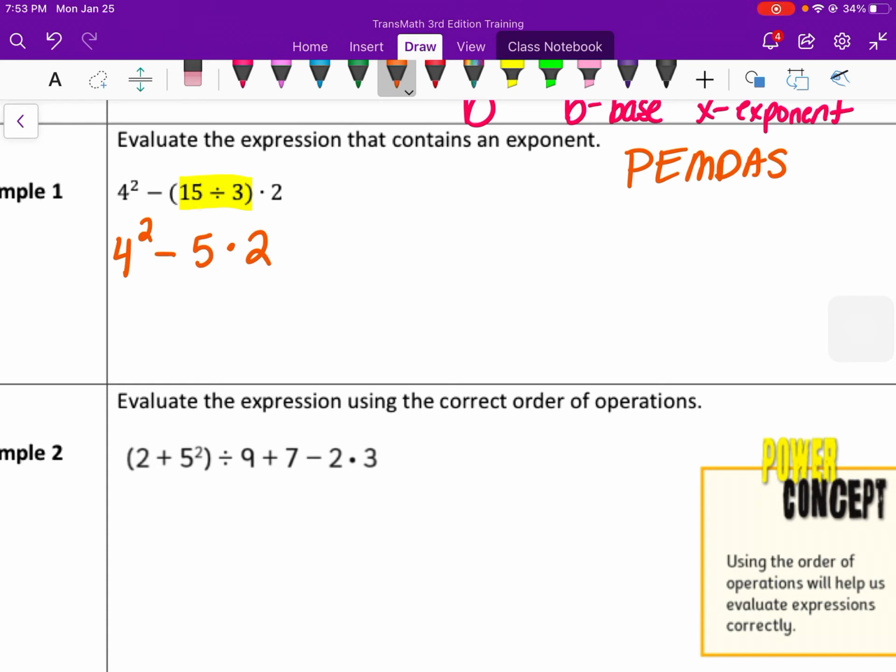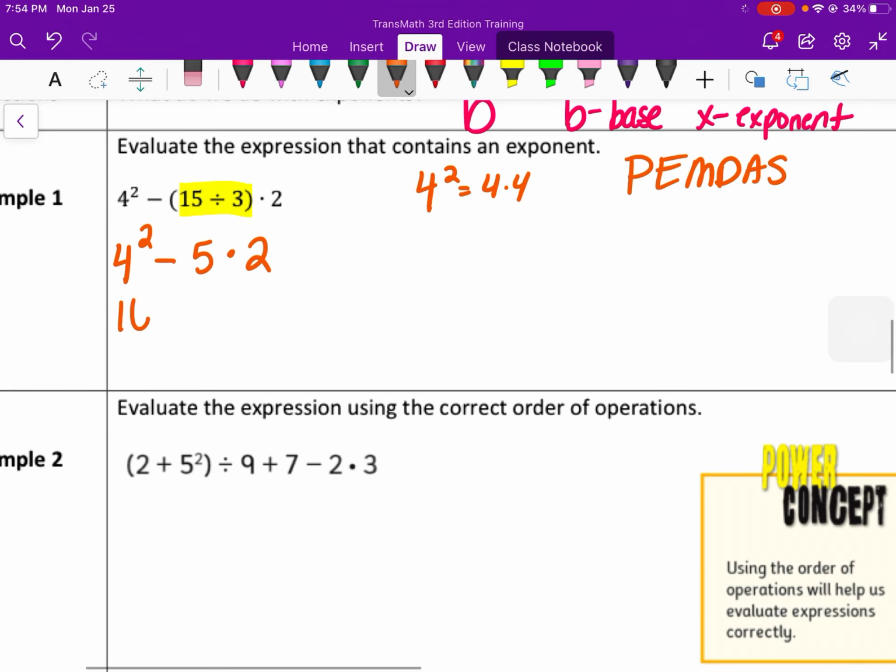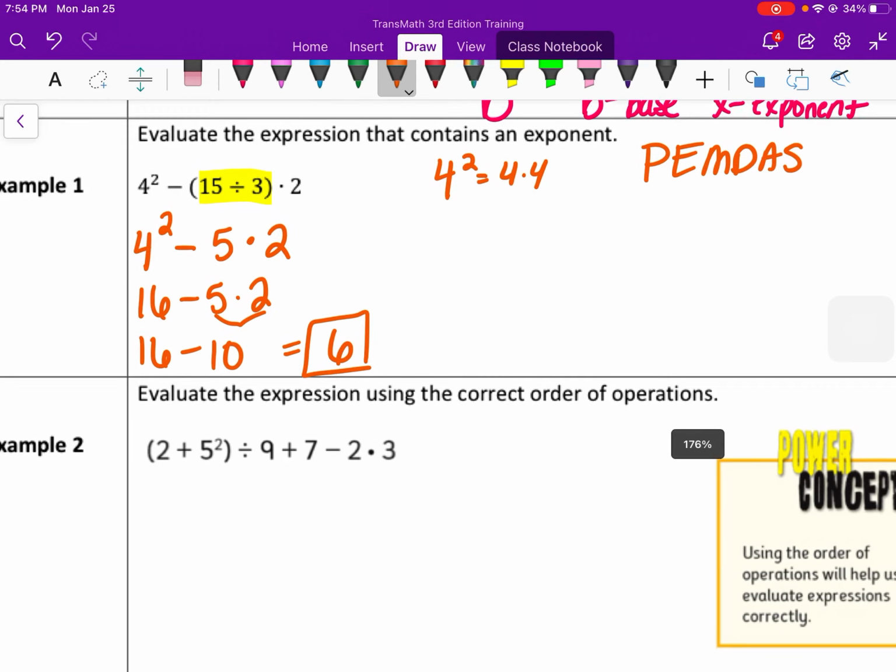Next, we do the exponents. 4 squared means 4 times 4. 4 times 4 is 16, minus 5 times 2. Then we multiply before we subtract. So 5 times 2 is 10. And then finally, we subtract: 16 minus 10 is 6, which is our final answer there.